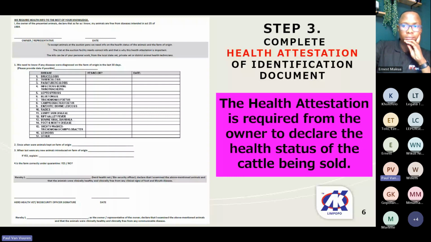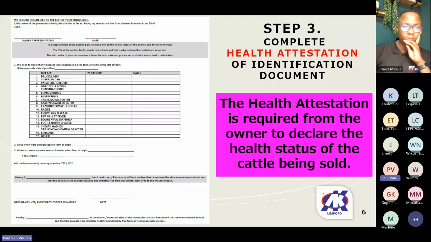But for instance, say there's an animal with lumpy skin disease that comes to an auction. We are not allowed to take that animal, and the biosecurity officer will put that animal in one kraal and it must go back to the farm. So make sure that the animals that you present at auction are free of diseases and free of ticks. It's very important. Sometimes we get animals that have a lot of ticks on them, and the owners just bring them to the auction. We as an auction house won't accept that animal.